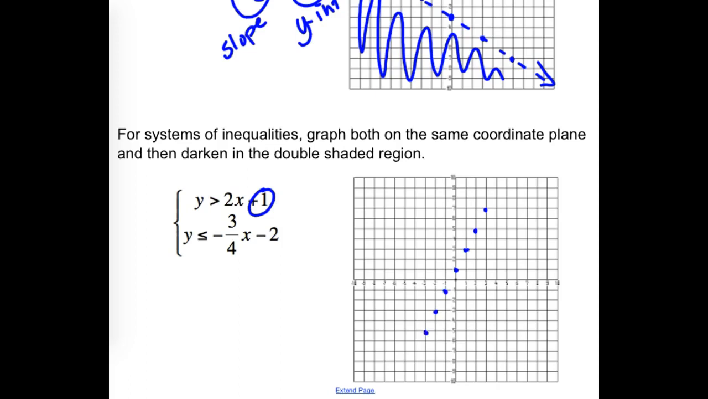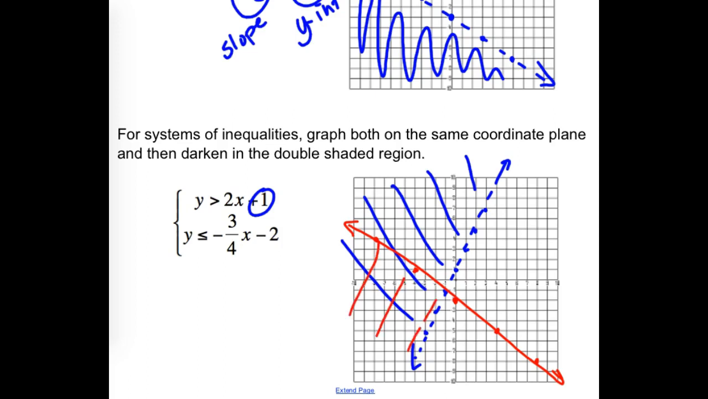Okay? Solid or dotted line? This one's dotted. Okay? And am I shading above or below? Above. Okay. All right. Second one has a y-intercept of -2 and a slope of -3/4. So you're going down 3 and right 4, or up 3 and back 4. Solid or dotted? This one is solid. Shading above or below? This one is below. Okay.